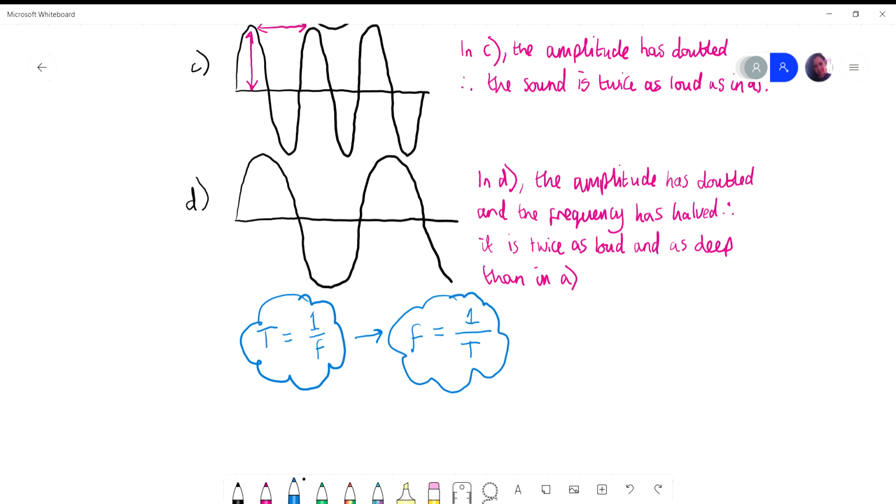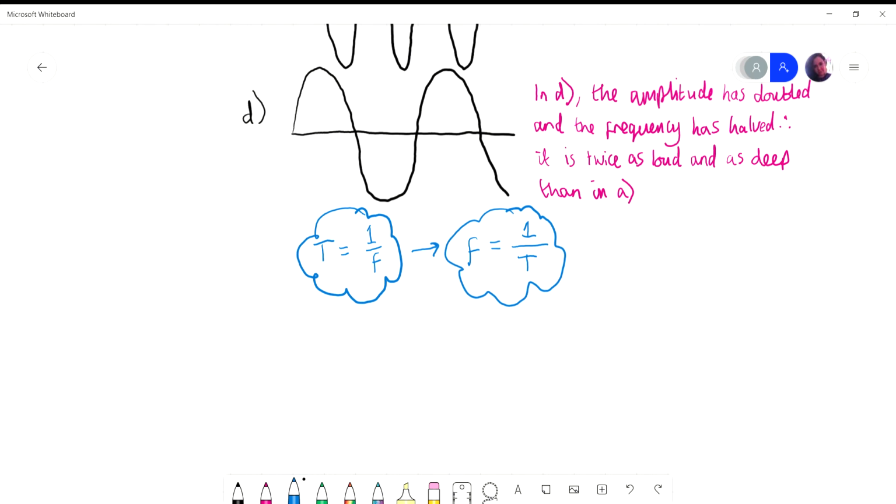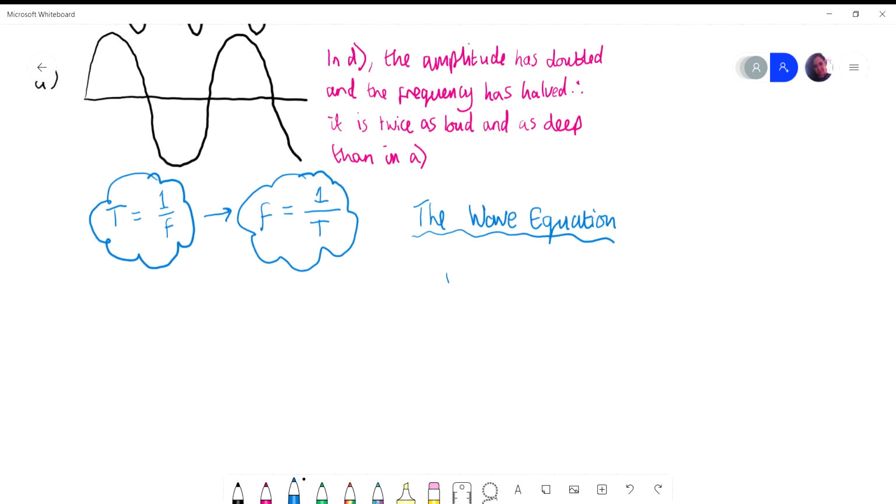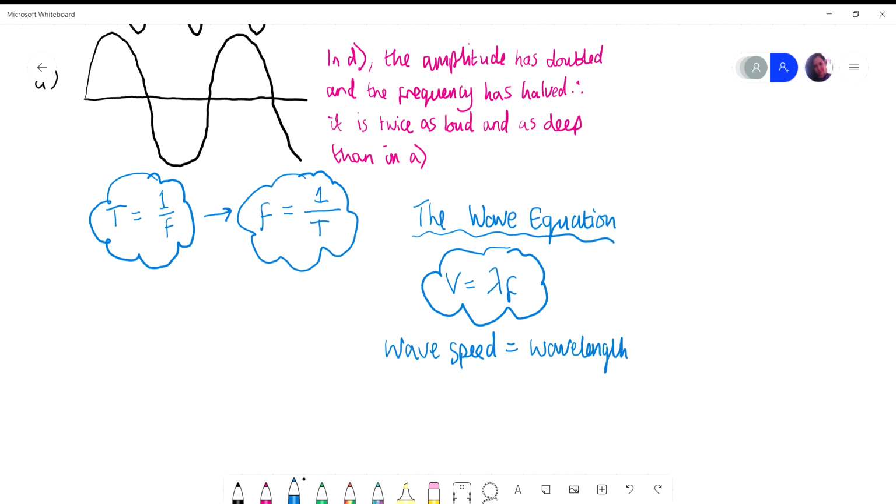Okay, and the one that I think is just really crucial is, actually I'll write it here, it's called the wave equation. And that is v equals lambda f, or wave speed equals wavelength multiplied by the frequency. Very important equation in terms of the wave section.